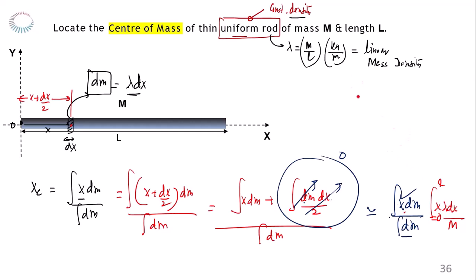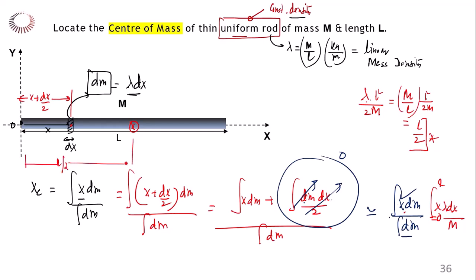Ultimately, if I simplify, lambda is constant, and x square by 2 means L square by 2. Now lambda is m by L. So m by L into L square by 2m, and ultimately I get L by 2. That is always true for constants. If the mass is uniform, meaning a uniform rod, then the center of mass is always at the geometric center, which is equal to L by 2.